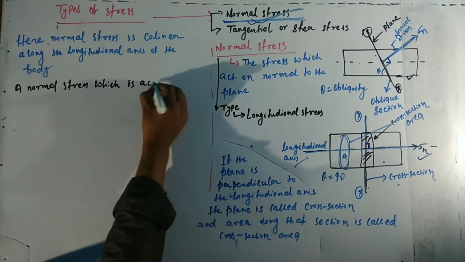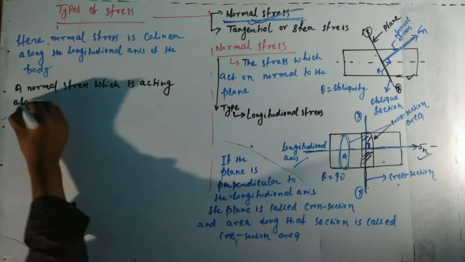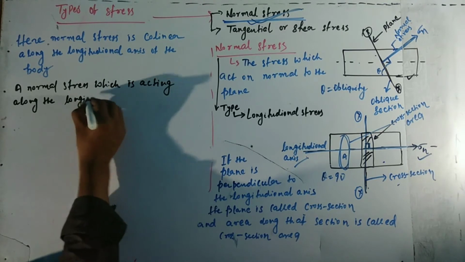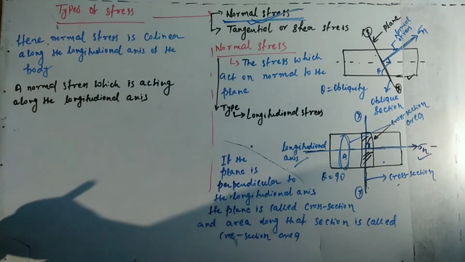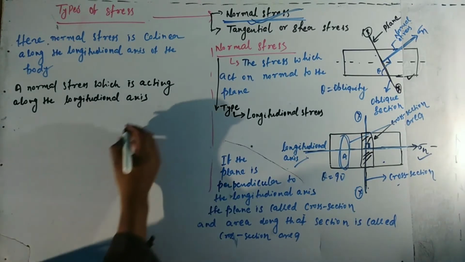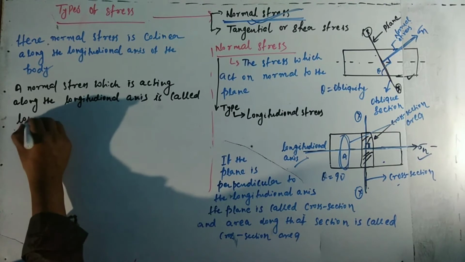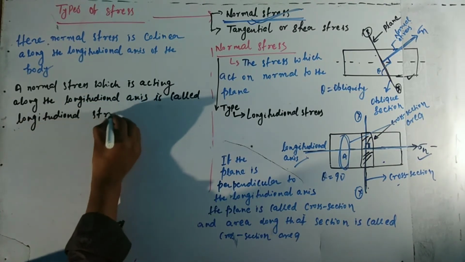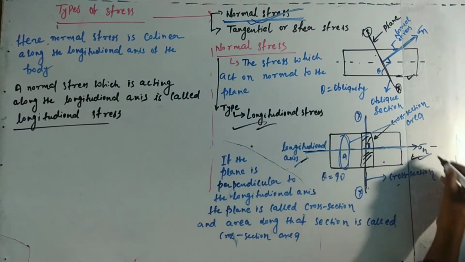And a stress which is acting along the longitudinal axis is called longitudinal stress. So we can say the normal stress is a type of longitudinal stress. A normal stress which is acting along the longitudinal axis is called longitudinal stress. That is the same.